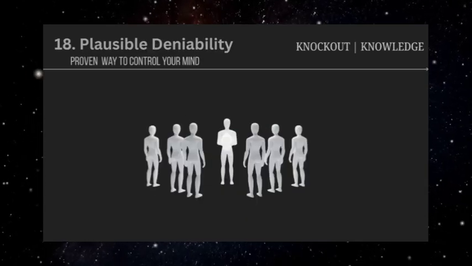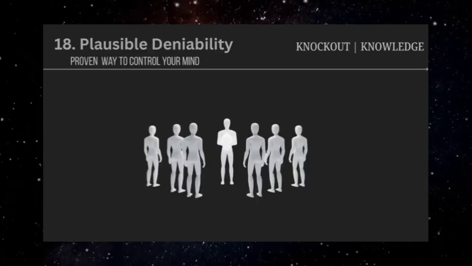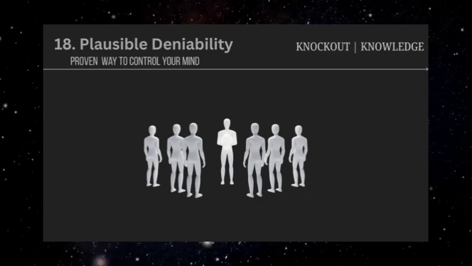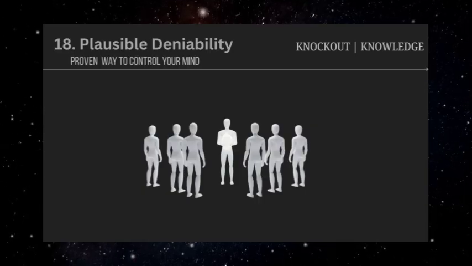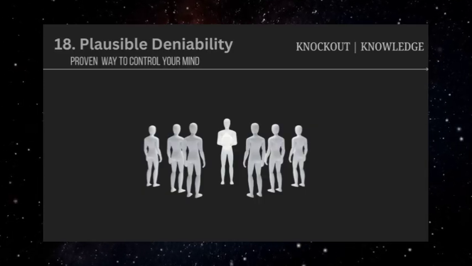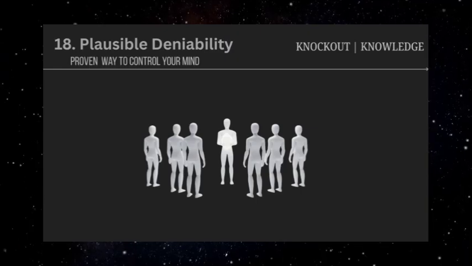18. Plausible deniability. Deny, distort, or deflect blame to confuse. Plausible deniability is a manipulation technique where someone structures their actions, statements, or behaviors in ways that allow them to avoid accountability while maintaining the appearance of innocence.